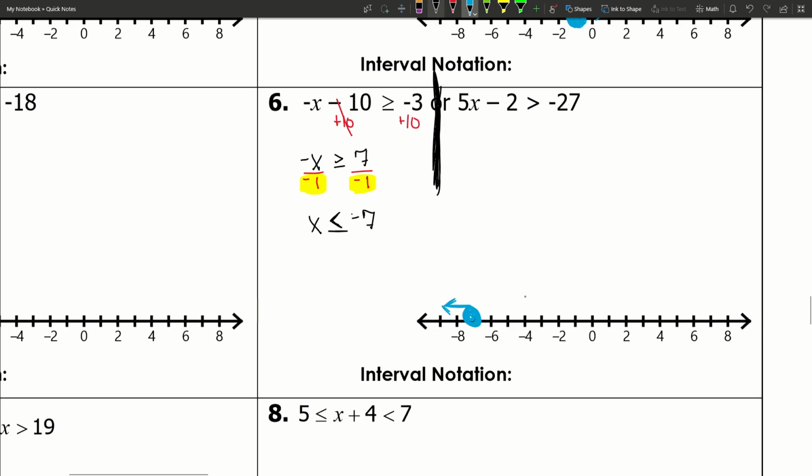Now we do it again, but this time using our right equation. We should add 2 away first, so that we have 5x is greater than negative 25. We divide our 5 away. Do we need to flip the sign?